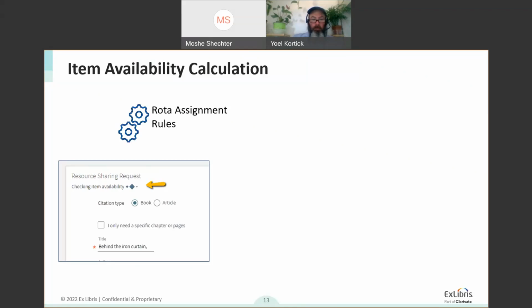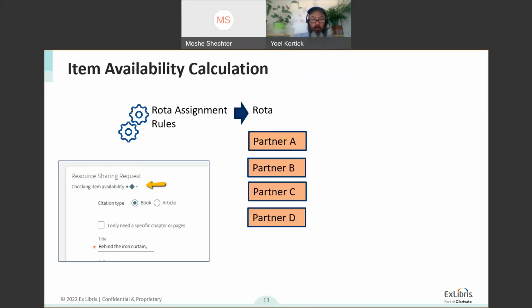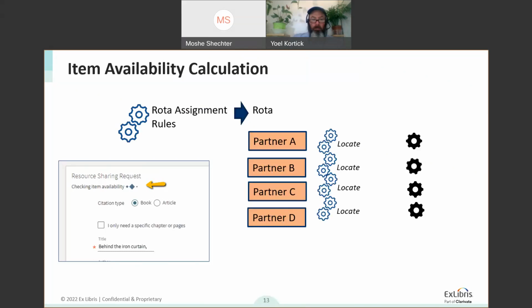Actually, Alma runs through your RODA assignment rules, calculates what the RODA would be. And let's say my RODA has 4 partners. It then starts to calculate all these partners in order to find, do they have a resource? And that, as this little movie here is intended to illustrate, may take some time. Calculation goes, and then when I get one that I know is available, then I know the item is available and I can report back on the form. Item is available, request is available.